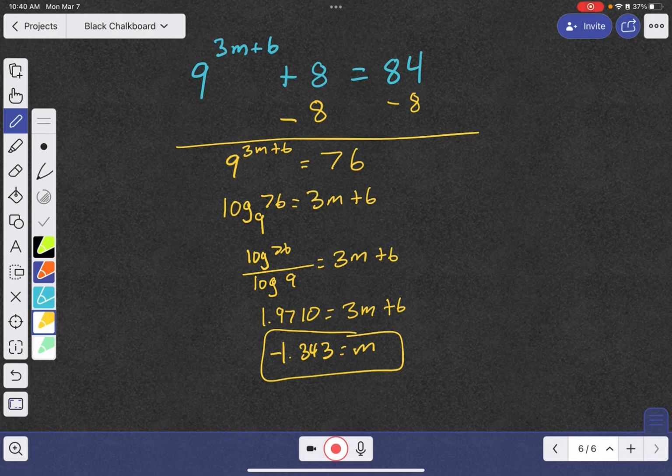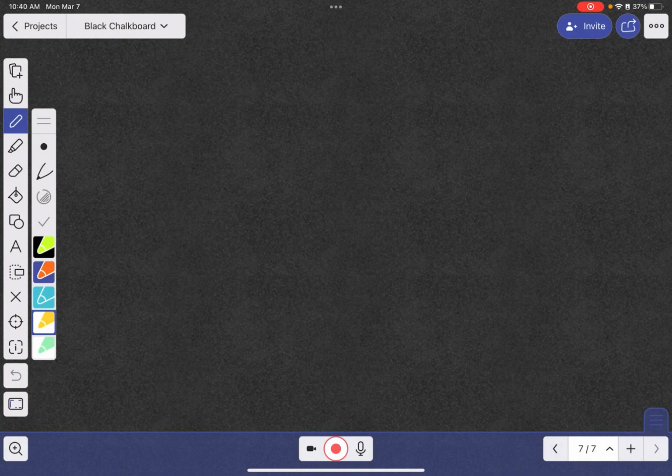One more, and then we'll call it good, and I'll hand out the assignment as you're doing this one. This one has a tendency to get people. Let's go: negative 4 times 4 to the 3n equals negative 8. So it's negative 4 times 4 to the 3n equals negative 8. Again, remember to isolate first.